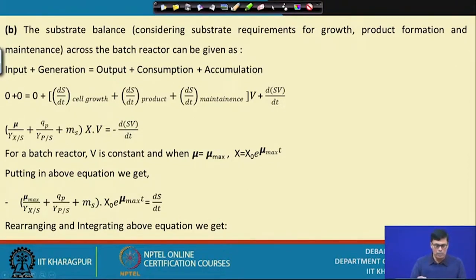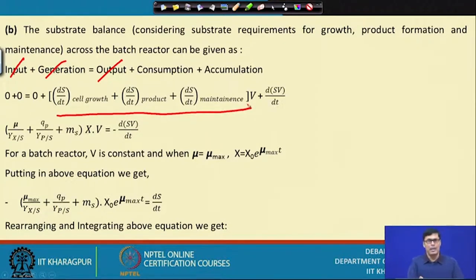Now, what is the substrate balance? Rate of input equals rate of generation plus rate of output, rate of consumption and accumulation. Since this is a batch process, rate of input and rate of output should be equal to 0 and generation also equal to 0, am I right? So, what we will have is the rate of substrate growth, rate of product formation and maintenance into V. As I pointed out before, we considered only the cell mass growth, am I right?